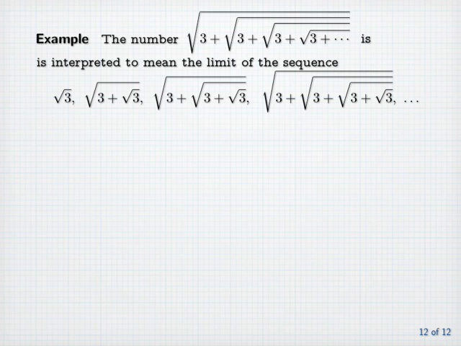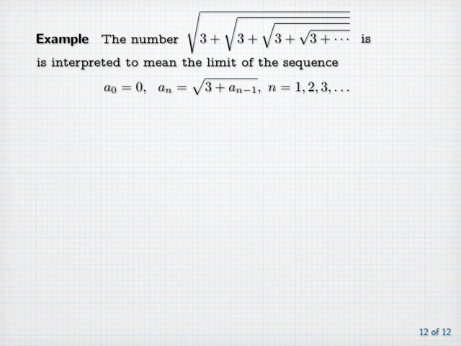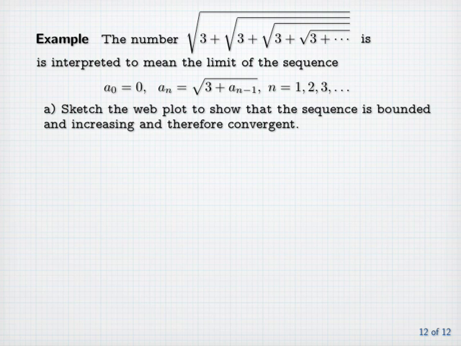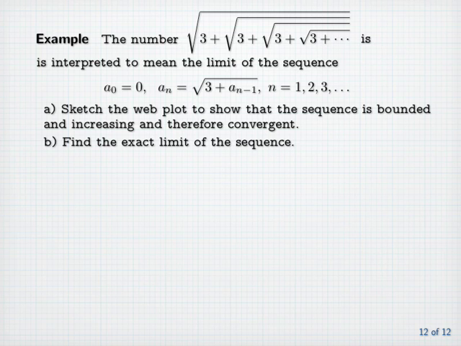Notice that each term here, starting with the second one, is equal to the square root of 3 plus the previous term. In fact, we can describe the sequence as follows: a sub 0 equal to 0, and a sub n equal to the square root of 3 plus a sub n minus 1 for n equal to 1, 2, 3, and so on. Here we've appended 0 to the beginning of the sequence, but that will not have any effect on its limit. Let's sketch the web plot to show that the sequence is bounded and increasing and therefore convergent, and find the exact limit of the sequence.